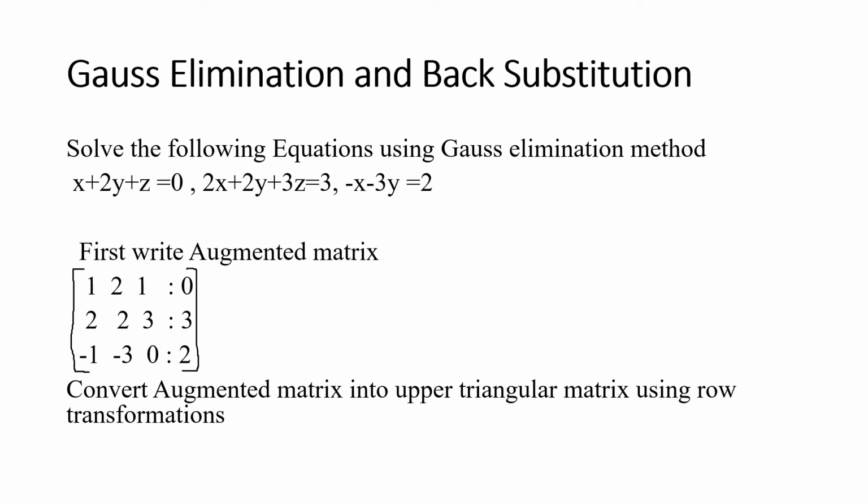Now we can see how to solve a system of linear equations using the Gauss elimination and back substitution method. We are given three equations and three unknowns. X, Y, Z are the unknowns for which we have to find the values. The first step is to write the augmented matrix by concatenating the coefficient matrix and the constant matrix. The next step is to convert the augmented matrix into an upper triangular matrix using row transformations.